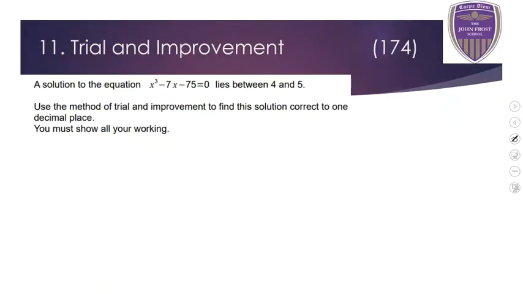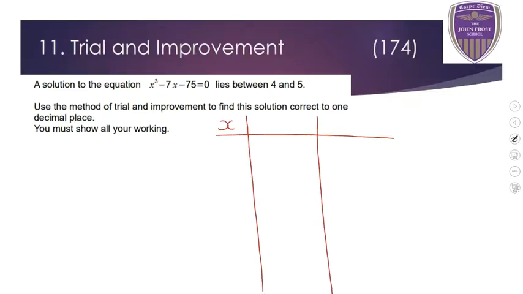So moving on. Trial and improvement now. This is one where we just need to remember how to set it out properly. This is where we do a table. So we say x, answer, and comment. Okay, it says it lies between 4 and 5, and there's the equation there. So always start with the numbers that it gives you.